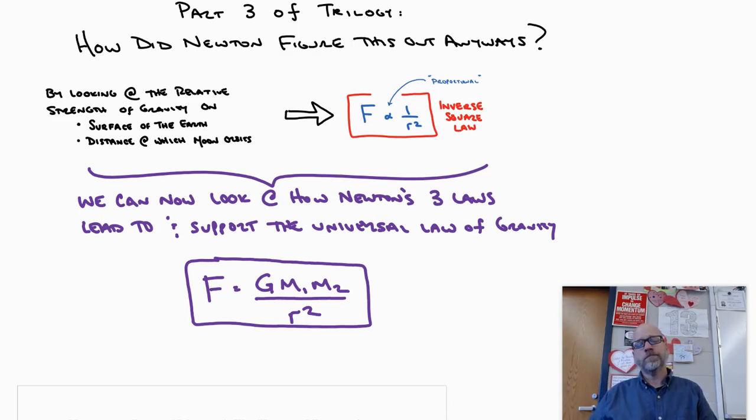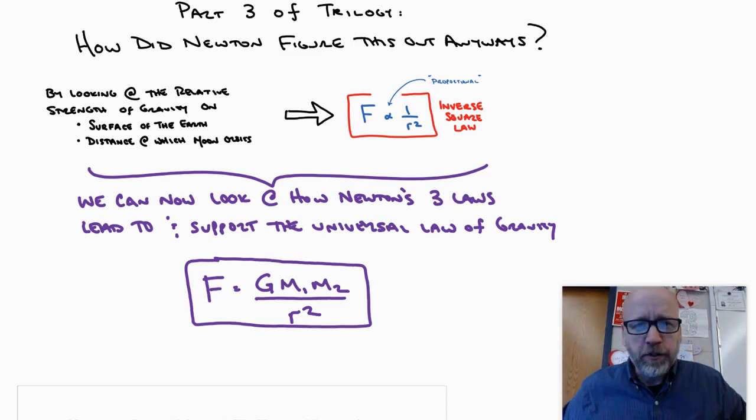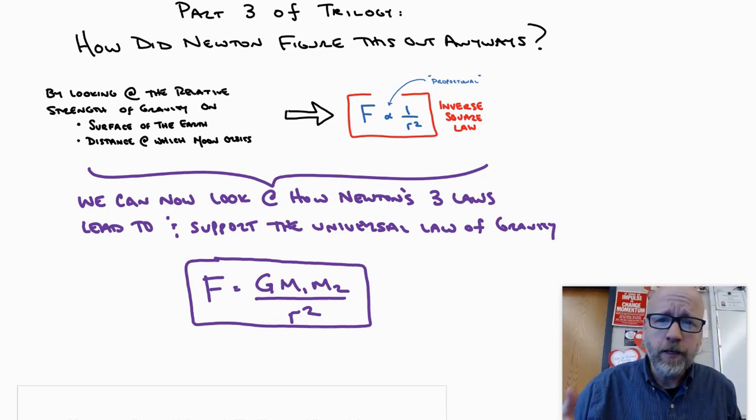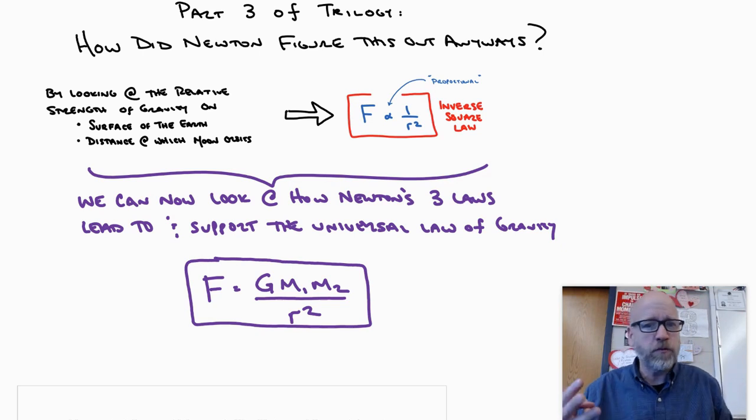All right, so here we are. Part 3 of our trilogy of how did Newton figure this out anyways? It's unbelievable. We started off talking about Johannes Kepler and Kepler's 3 laws. We then looked at how Newton came up with a thought experiment about satellite motion, saw the connection between the apple and the moon, and finally recognized the inverse square law. The fact that the force of gravity is related to 1 over the distance squared.